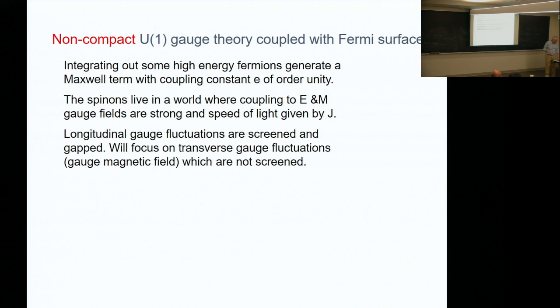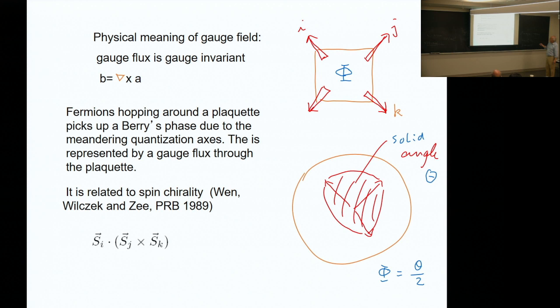Physically, the meaning of the gauge field is a magnetic flux through a plaquette. Xiao-Gang Wen, a long time ago, showed that this is proportional to the concept of scalar chirality. In other words, you take three spins and construct the solid angle between them, and that solid angle is the gauge flux.